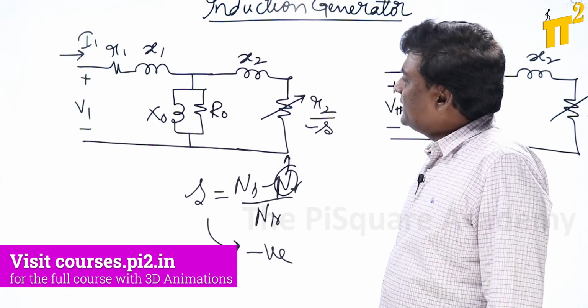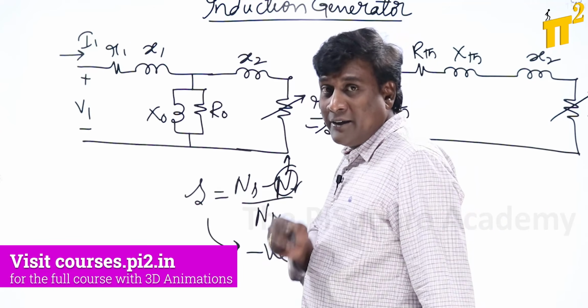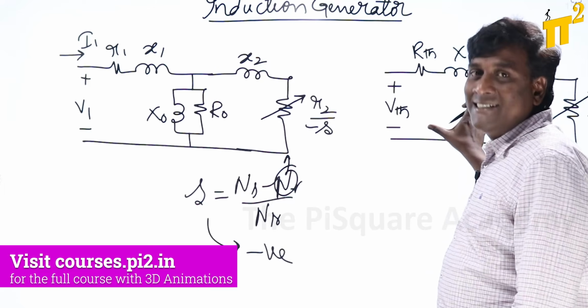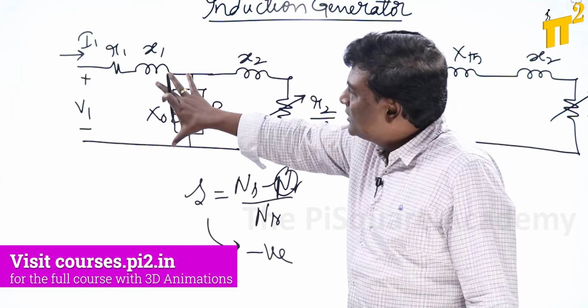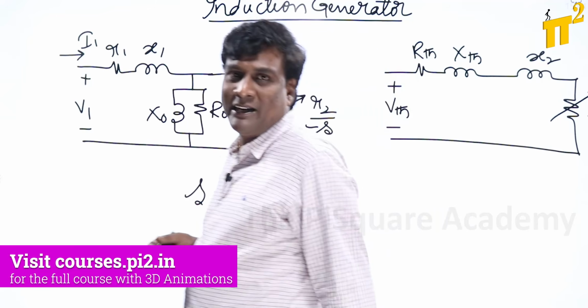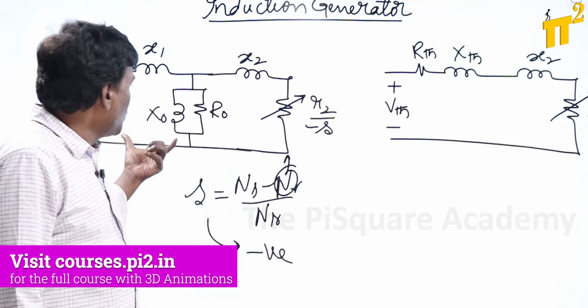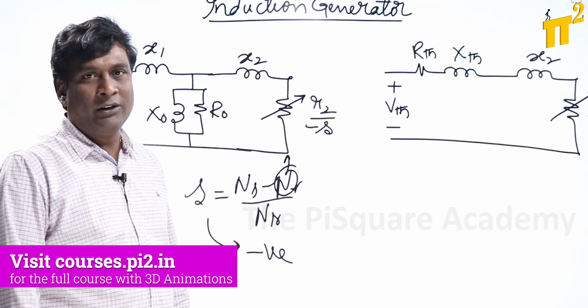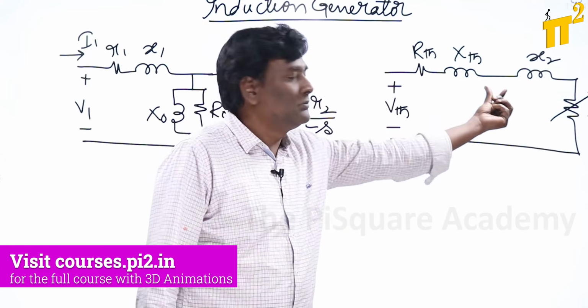One more thing: till now in the GATE exam they did not ask how to convert the original circuit into the RTH XTH model, because converting this into the RTH XTH model would become network theory. How to convert from here to here, till now they did not give a question, and they are not going to give it either. But in most of the questions they will give you these values.